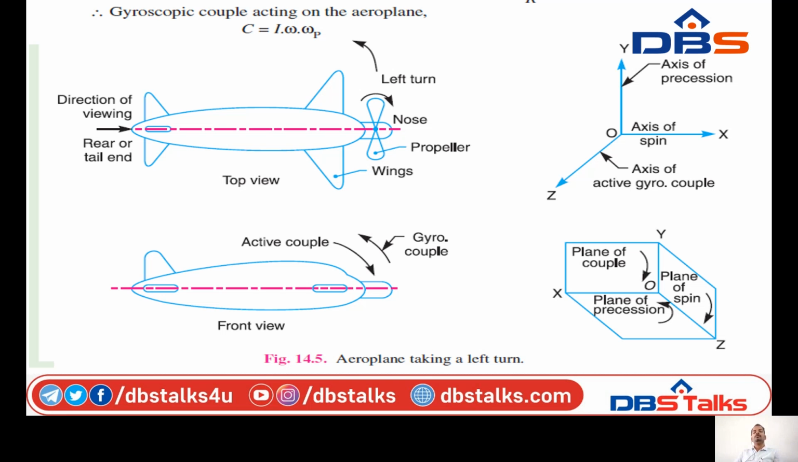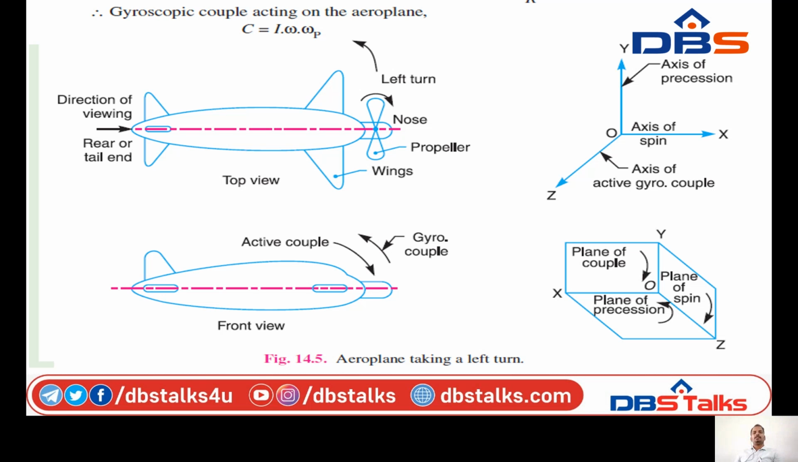In the same way, when a propeller rotates in the clockwise direction when viewed from the front, and the aeroplane takes a left turn, then the effect of the reactive gyroscopic couple will be raising the tail and dipping the nose. So from the front view, that means from the nose, if it is rotating clockwise, then from the tail it will show that it is rotating anti-clockwise. So no need to change the results. Both results are the same, from nose or tail.